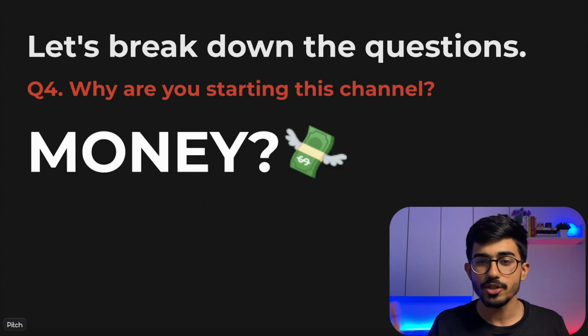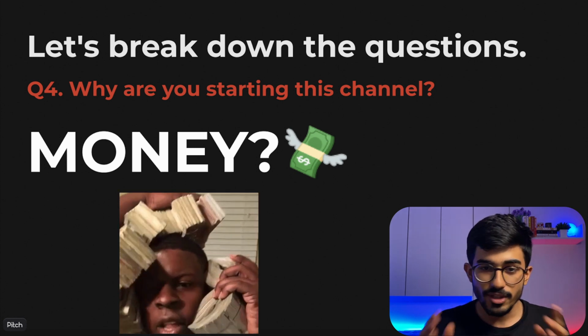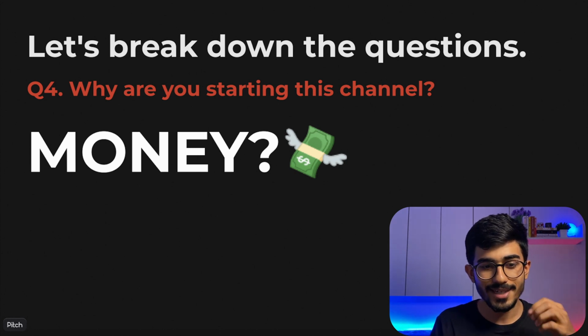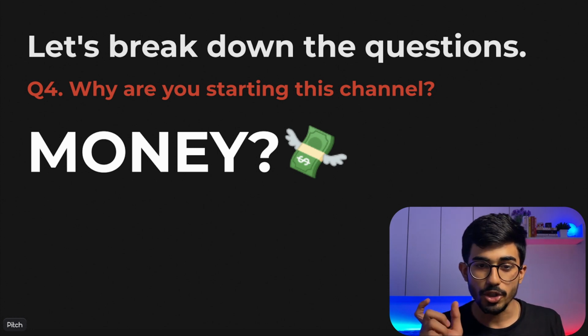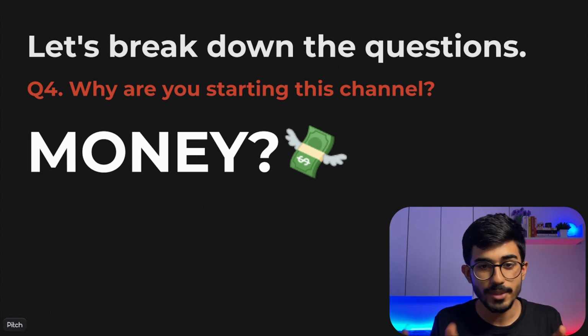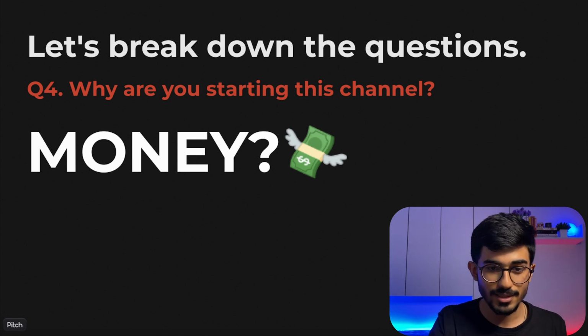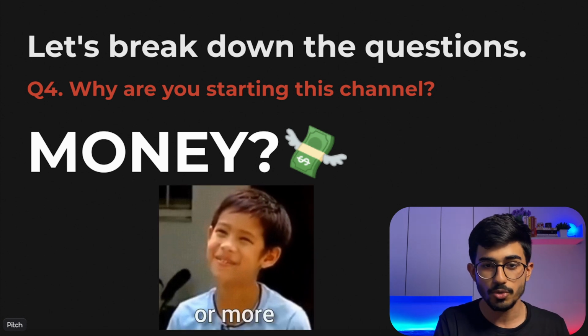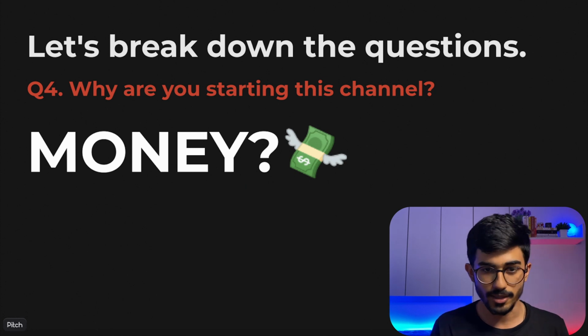Next up, we have, why are you starting this channel? Most of the answers that people have is money. So even if it's money, make sure you're targeting your content so that it generates the most amount of money. So decisions like, should I make content in English or should I make content in Hindi, should be based on which will get me the most amount of money. Most amount of money is in English content, because it's viewed by countries which are paying higher CPM. Usually you'll get 10x more money than a person who's creating the same content in Hindi.